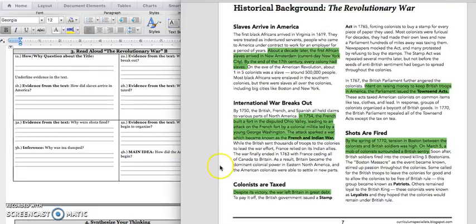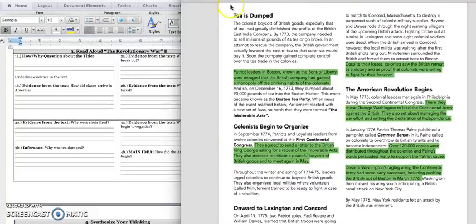Go ahead and turn the page in your text. We're at the section that says "Tea Is Dumped." The colonists' boycott of British goods, especially that of tea, had greatly diminished the profits of the British East India Company. By 1773, the company needed to sell millions of pounds of tea or go broke. In an attempt to rescue the company, the British government actually lowered the cost of tea so that the colonists would buy it. Soon, the company gained complete control over the tea trade in the colonies.